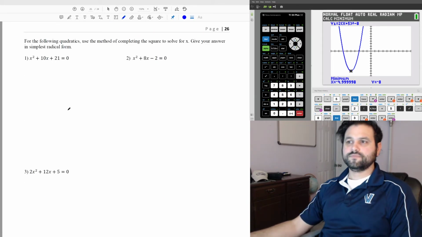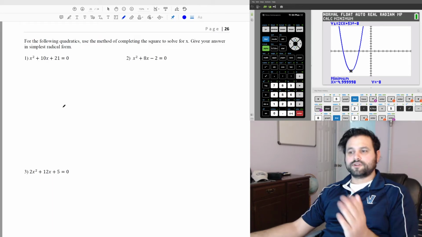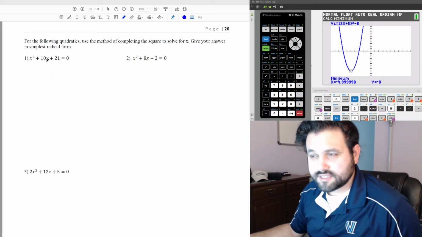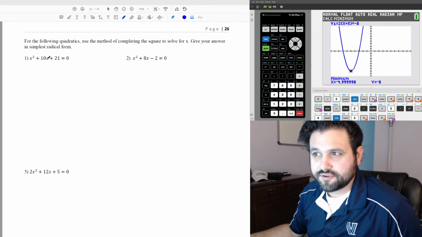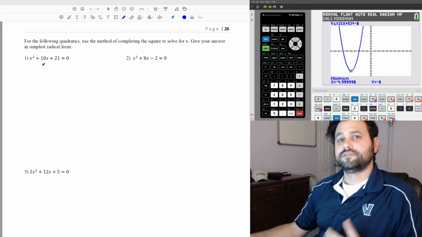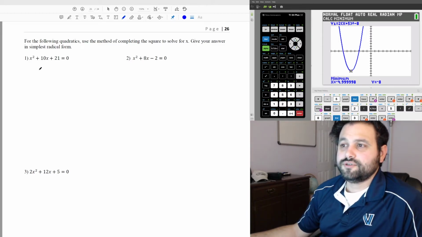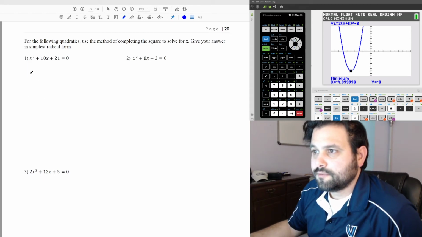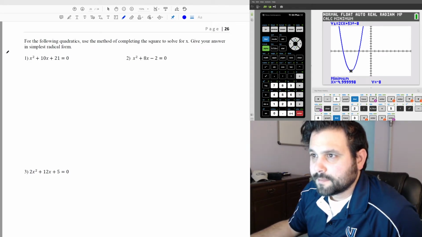Okay, so next page, what we're going to do is we're going to complete the square on all of these examples, and then we're going to use that completed square form to solve for x. So right now in standard form, there's two different terms with the variable in it. There's an x squared, there's an x. So that's why we complete the square, we get down to one single variable, and then we can just get it by itself. So let's complete this square.